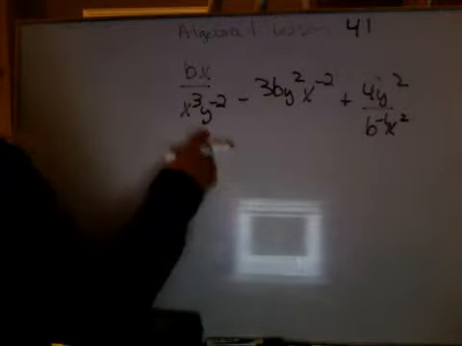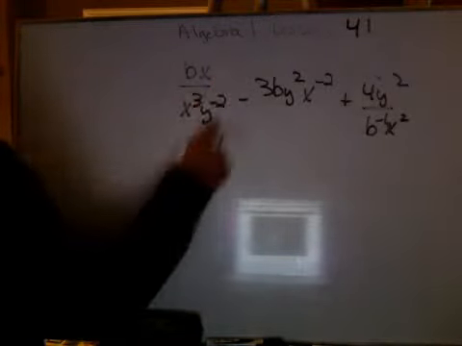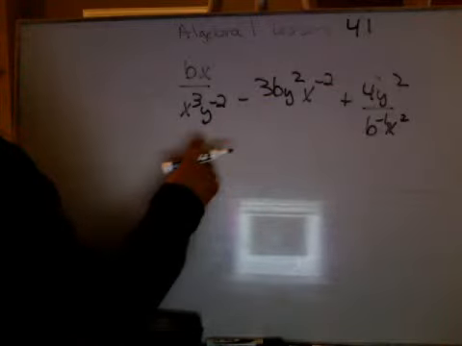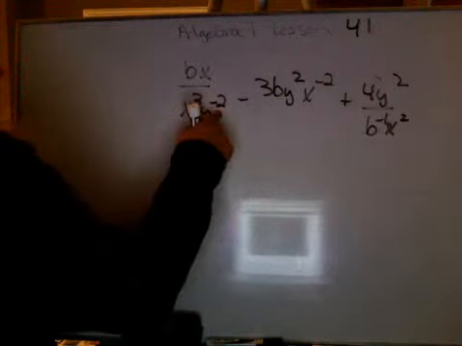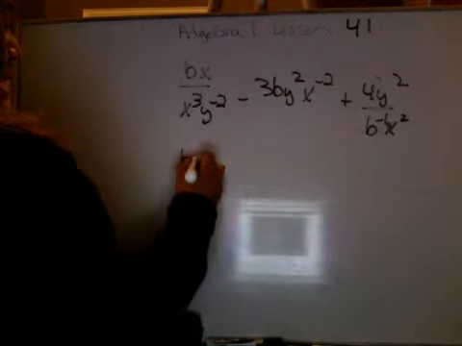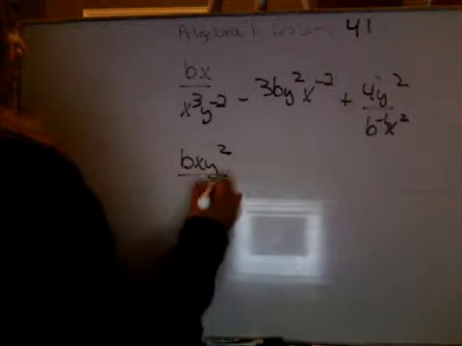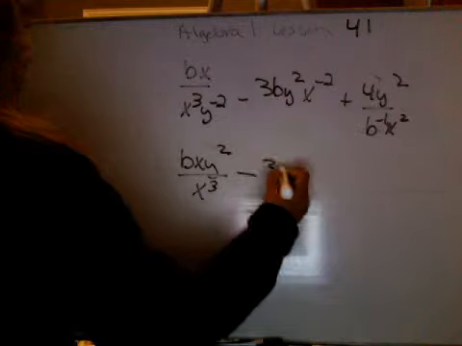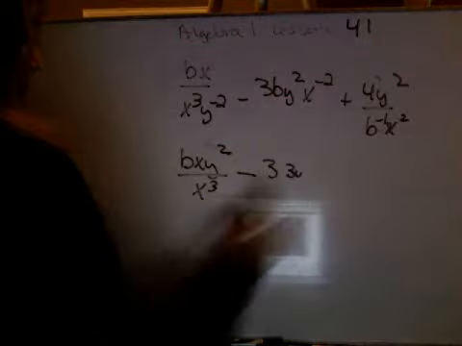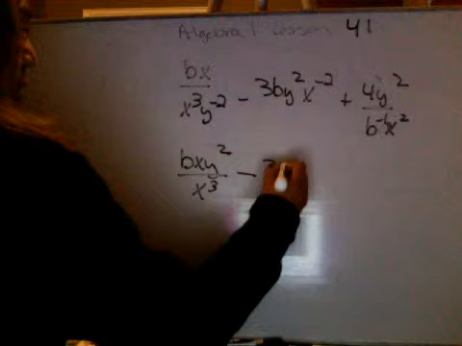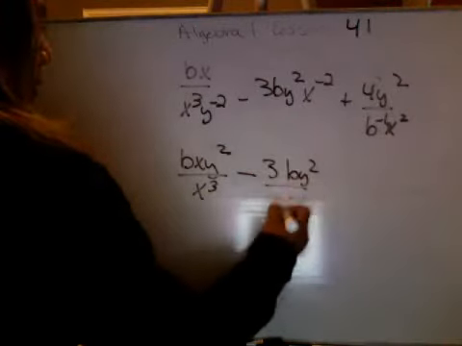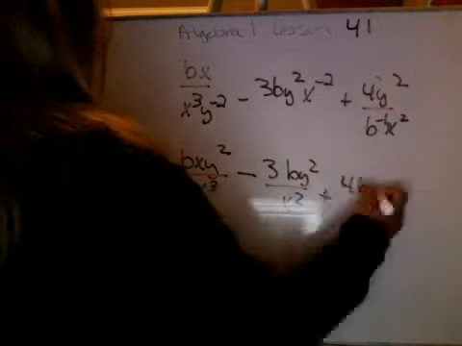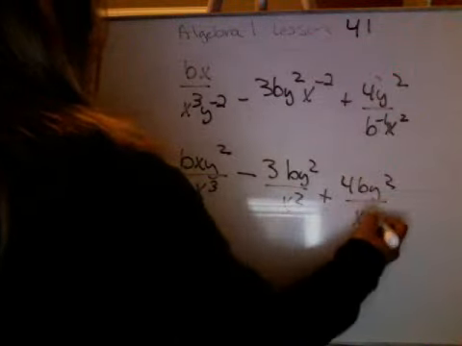So again, we're going back to those rules. If you don't know them, learn them. If you need some help, let me know in class so we can go over that rule again. So this moves to the top and the exponent becomes positive. You have bxy squared over x cubed minus, can't forget that sign, 3by squared over x squared plus 4by squared over x squared.